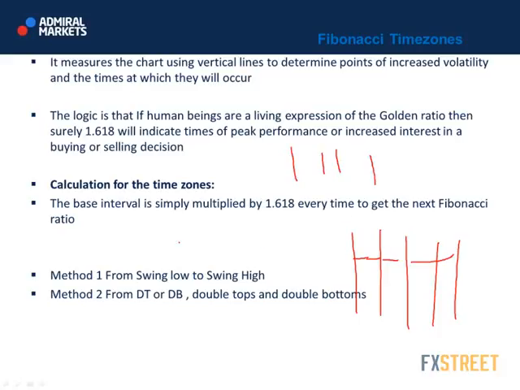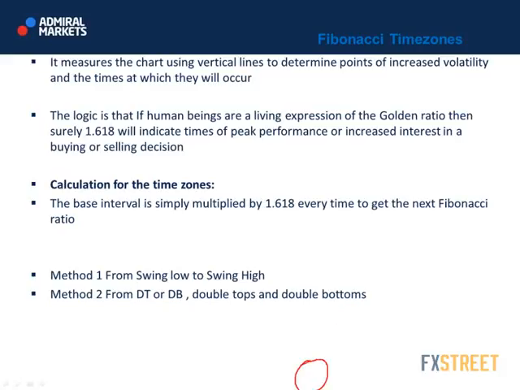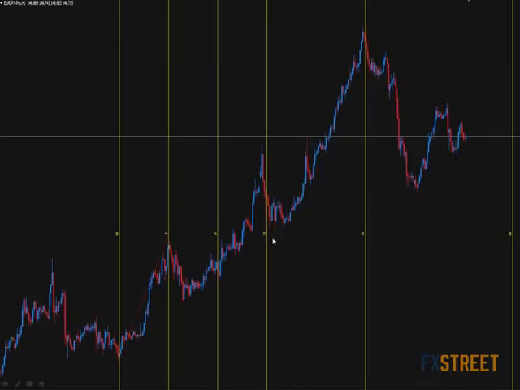Method 1, how to plot it. The first method is to plot it from swing low to swing high. The second method is plotting it from a double top or double bottom to get Fibonacci time zones. This will look like this. This is the first method, point A to point B. So this is the low, this is the high. And you can see where volatility is expected.